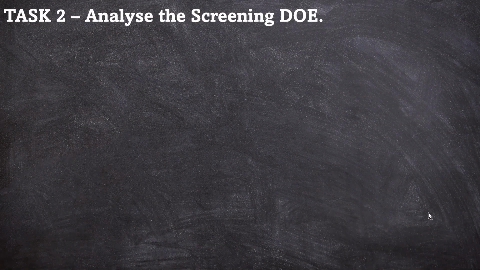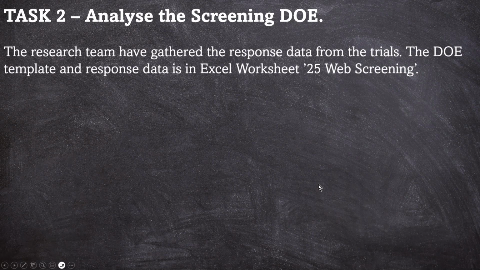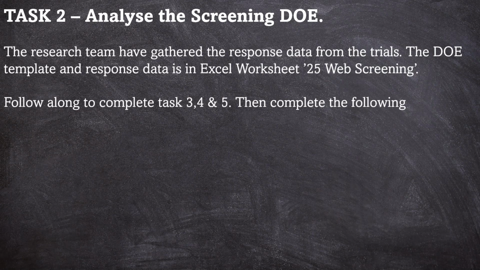Now we are on to task 2, which is analyze the screening DOE, because we've given our DOE worksheet to the researchers, and the research team have gathered the response data from the trials. The DOE template and response data is now in worksheet 25, web screening. Now what we have to do is follow along for tasks 3, 4 and 5. Just follow me as I do those tasks. And then we have to complete the following tasks and answer the questions.